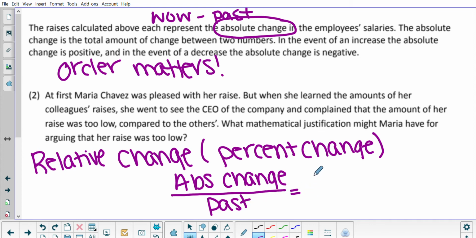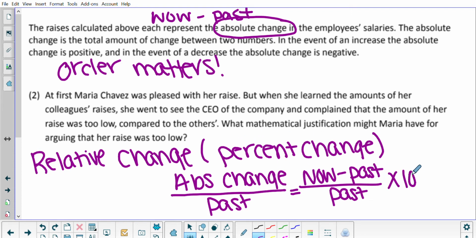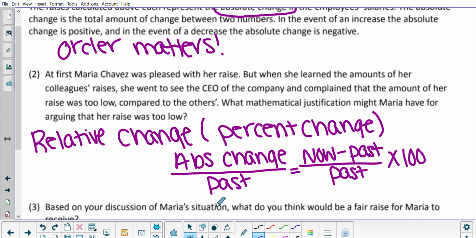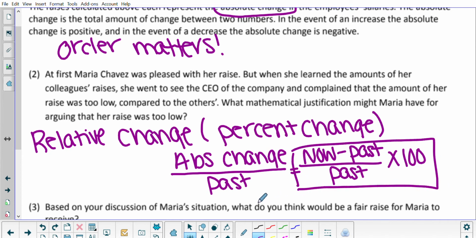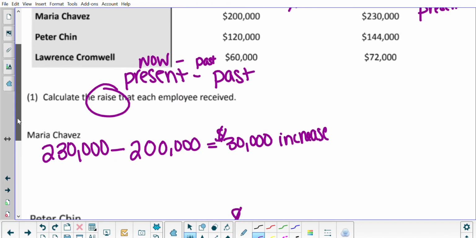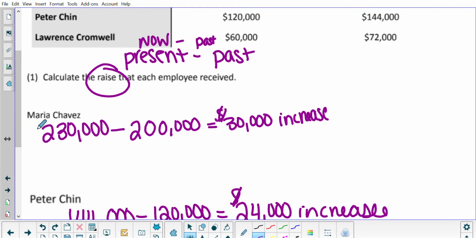So this is, and I'm going to use, I guess now, minus past over past, okay? And when you do that, it's a percent. So in order to get a percent, we multiply by 100. All right, so using this new formula right here, okay, let's calculate Maria's relative change.